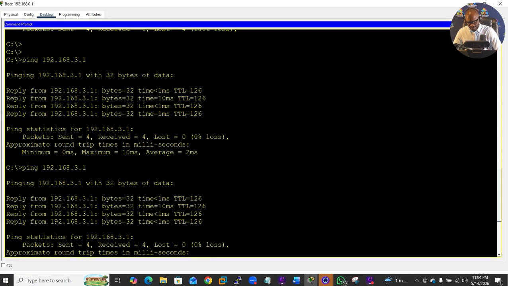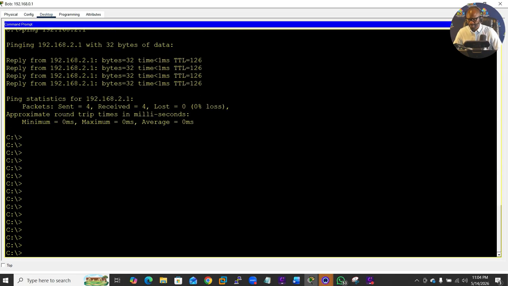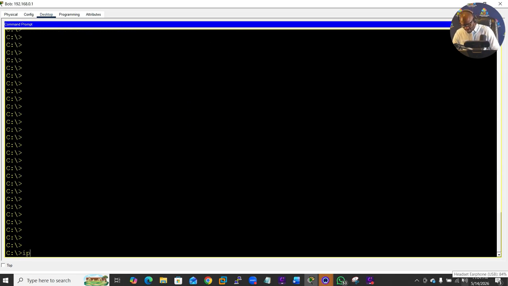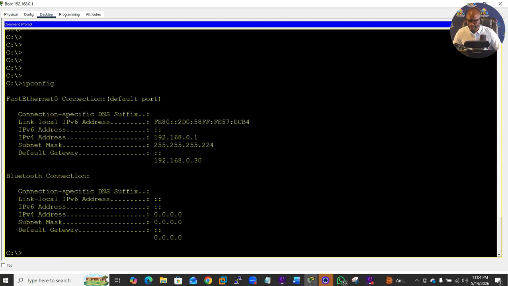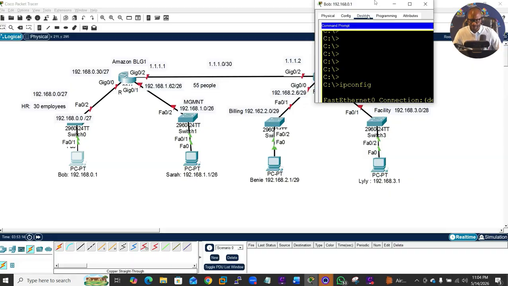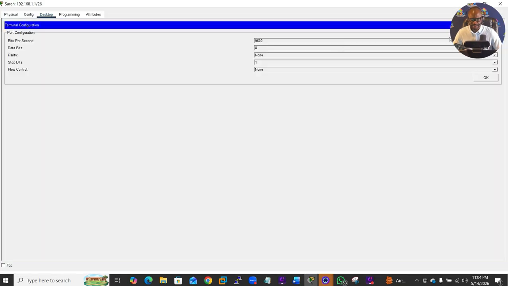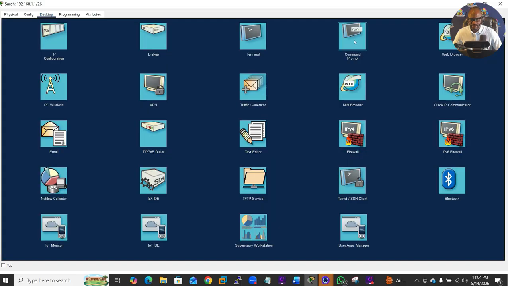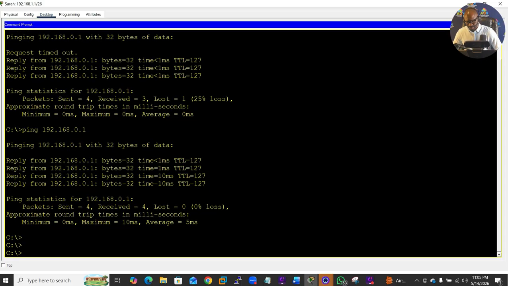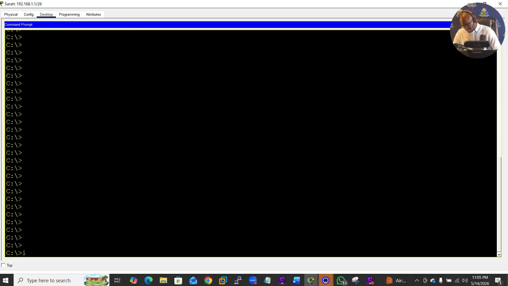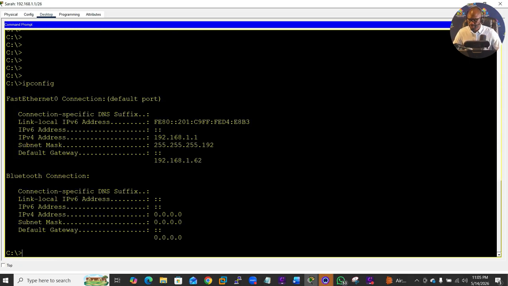Now each PC has already pre-configured IP addresses. If I connect to the first one called Bob and run ipconfig, we can see that the IP address has already been configured and the default gateway as well. Same thing for Sarah's laptop. On Sarah's machine, let me move around the command prompts. I run ipconfig, and on Sarah's laptop we have 192.168.1.x, subnet mask 255.255.255.192, and the default gateway was already given.